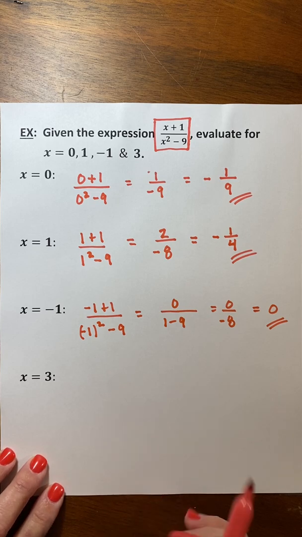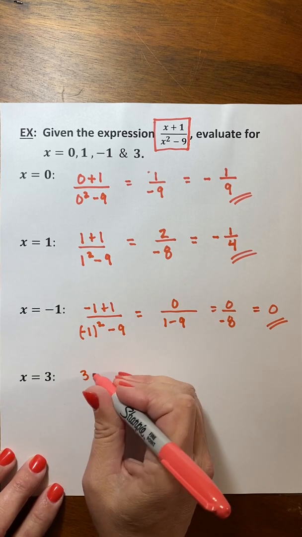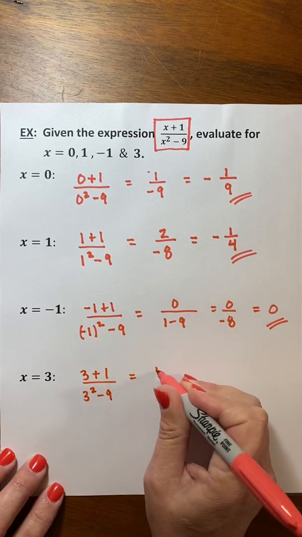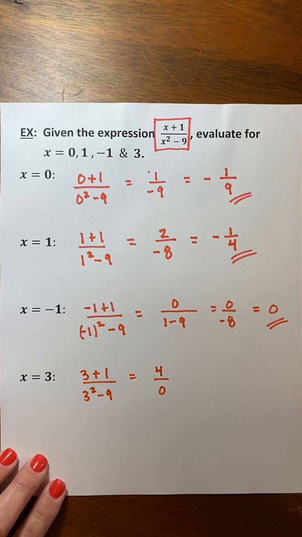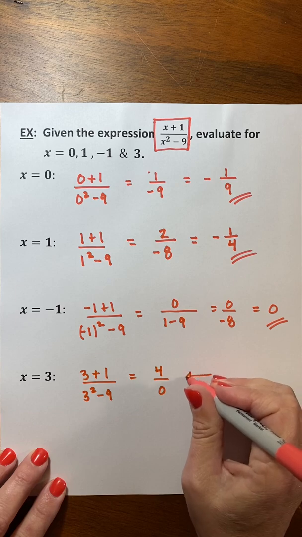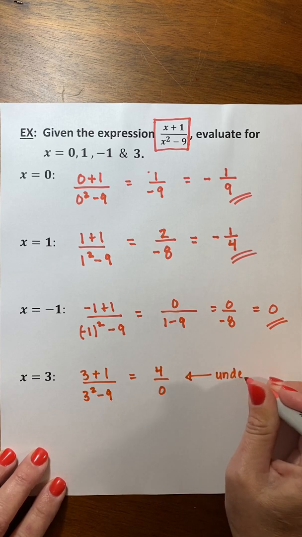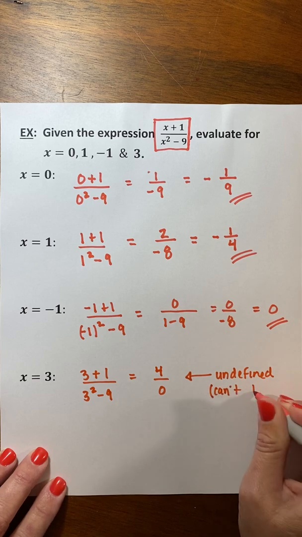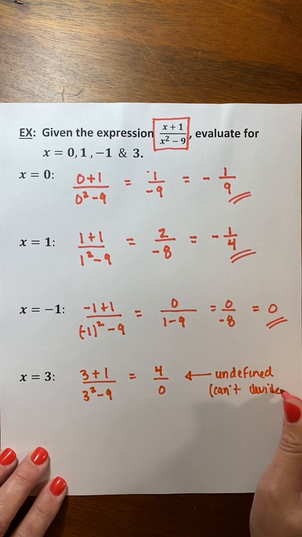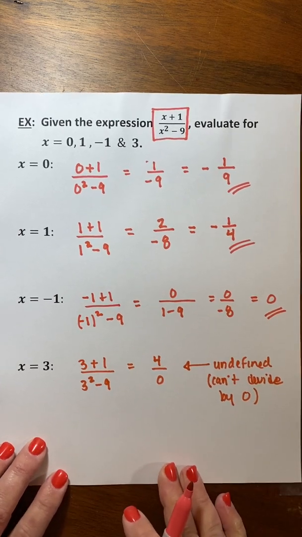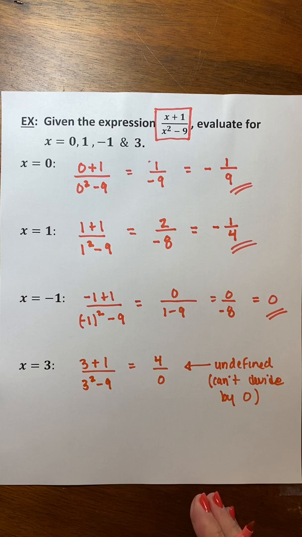All right, let's plug in x equals 3. We get 3 plus 1 in the numerator, and we get 3 squared minus 9 in the denominator, so that's 4 over 0. All right, well, this is a problem. 4 over 0 does not have a value. We call it undefined. We can't divide by 0. And Siri has a very cool explanation. So if you're kind of bored, hit Siri on your phone and ask why you can't divide by zero.